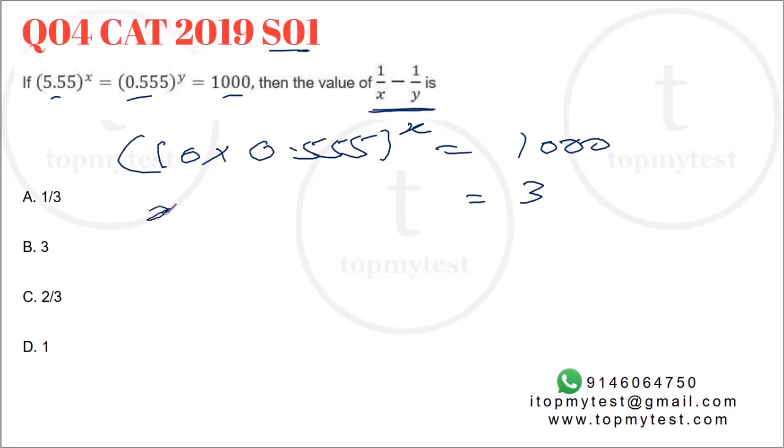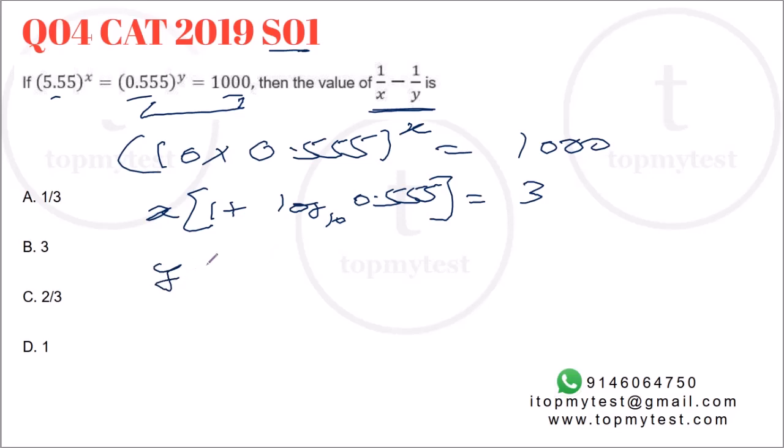So similarly, this will be x into log of 10 to the base 10, which will be 1, plus log of 0.555 to the base 10. This will be the value of this. If we do a similar sort of thing with the other two terms, 0.555 to the power y is equal to 1000. Again, take log to the base 10. You'll get y times log to the base 10 of 0.555 equals 3.